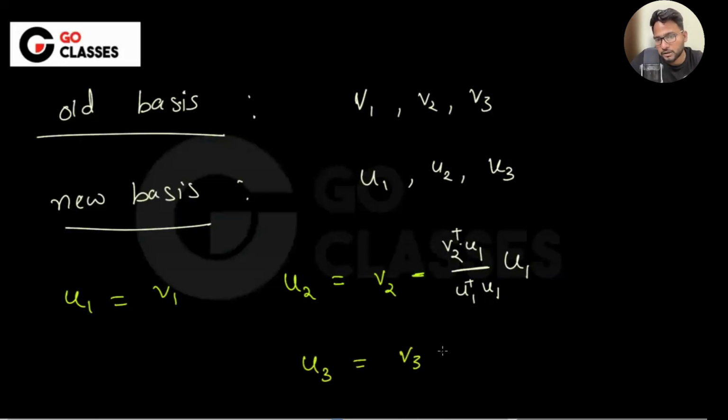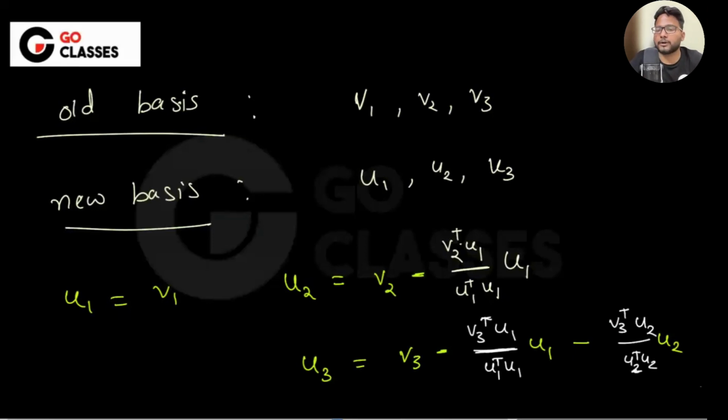Now, if you want to find u3, then what will be u3? You will be taking v3, but subtracting something that is aligning with u1, and then subtracting something that is aligning with u2. So what is something that is aligning with u1? It will be u1 over u1 transpose u1, and here also u2 over u2 transpose u2. Now this is the v3 projection on u1, which means v3 transpose u1, and v3 projection on u2 also. So this is the procedure basically.